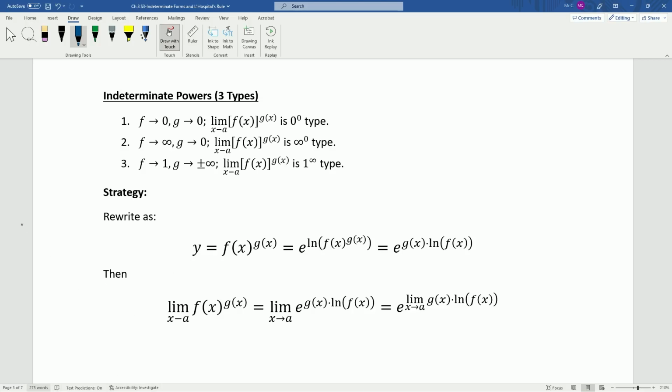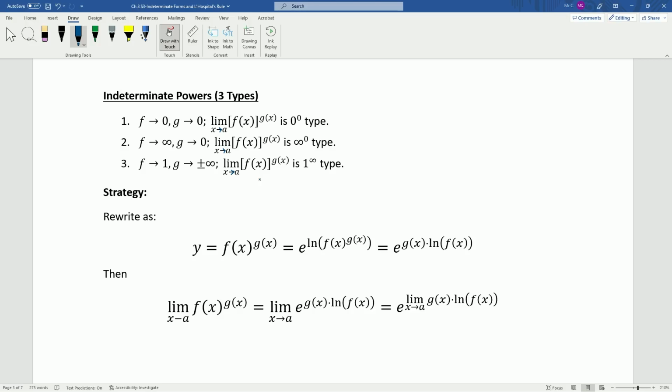I do notice an odd little typo here. These should be arrows, but for some reason they are not. On the other hand, with the infinity to the 0 type, if f is approaching infinity, that should grow our function. But if g is approaching 0, that should push our function towards 1. So there's a conflict there. And with the 1 to the infinity type, if your base is approaching 1, you expect the function to be equal to 1. But if g of x is approaching infinity, then you'd expect that to grow the value of the function. So again, indeterminate.